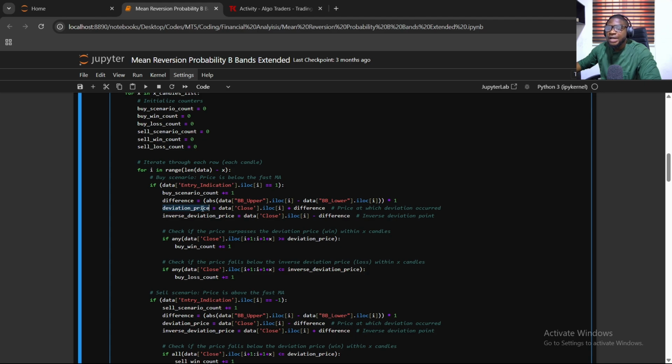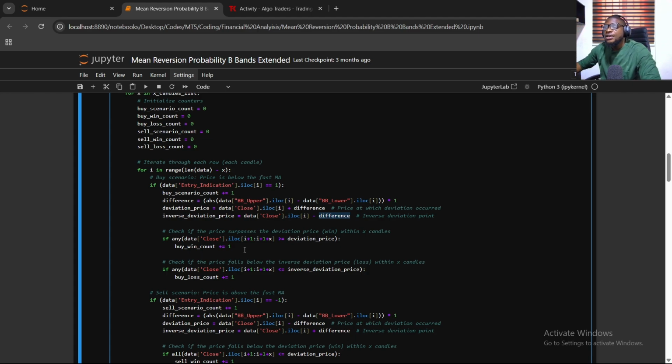So the deviation price here is the close plus the difference. Okay, so the close plus that distance is our deviation price, and the inverse deviation price is the close minus the difference. So the deviation price is above, and the inverse deviation price is below.